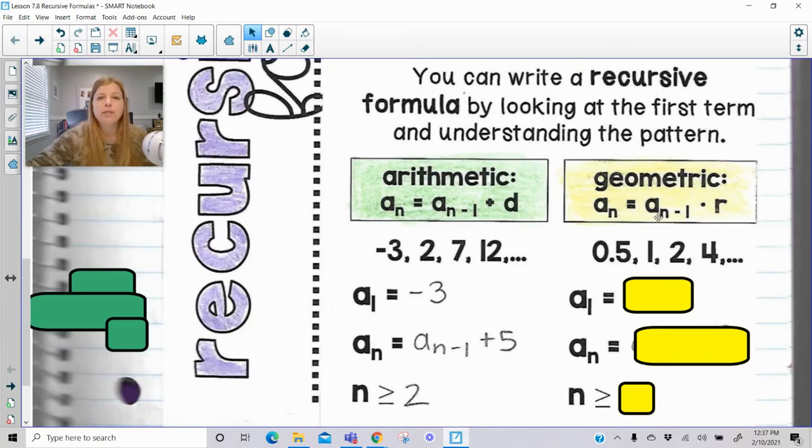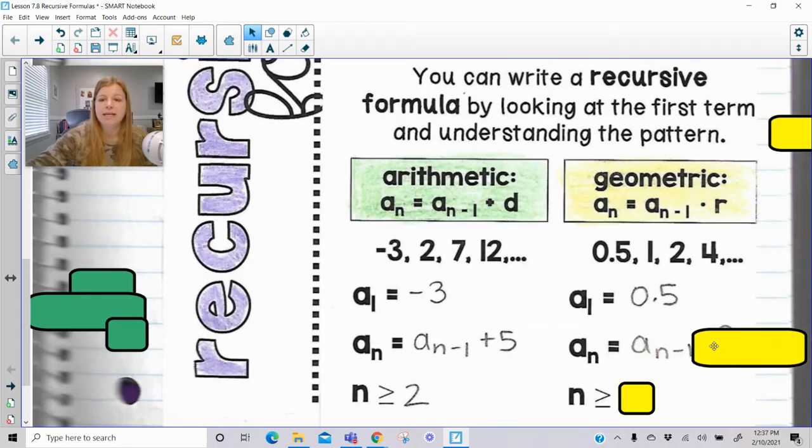A geometric sequence is when we have a sequence of numbers and the values are always multiplying by that common ratio. So here, 0.5, 1, 2, 4, I see it's multiplying by 2. I still have to write out my 3 steps for the entire formula. So a sub 1 is 0.5. That's always just whatever your first term is. And now notice what the geometric sequence looks like. It's the previous term multiplied by the common ratio. So I can write this as a sub n minus 1 times 2.